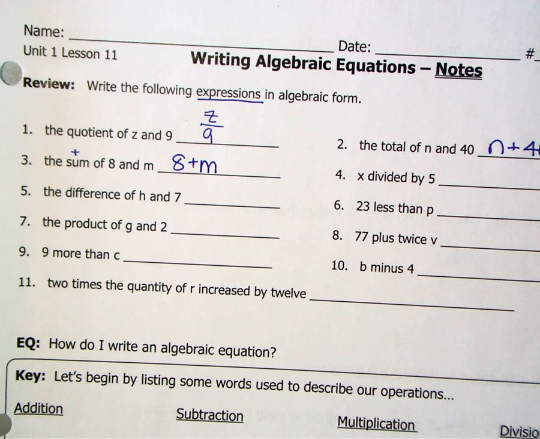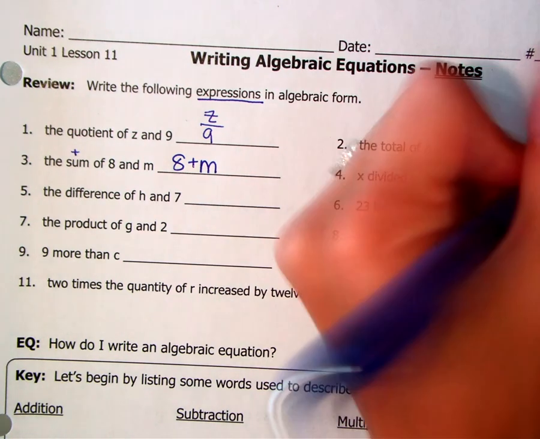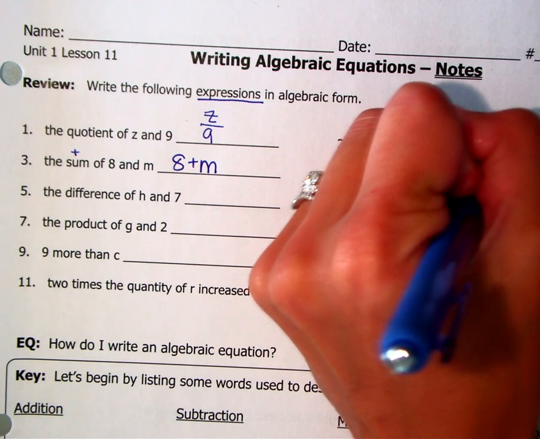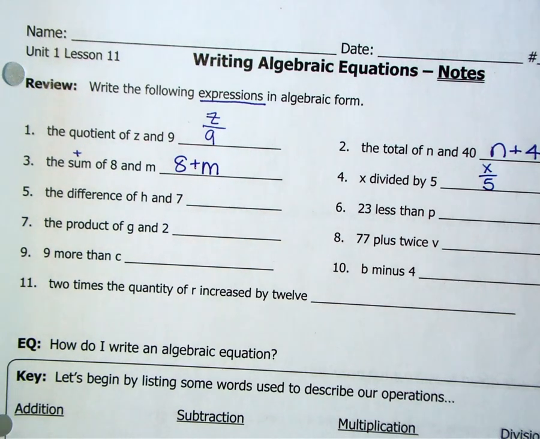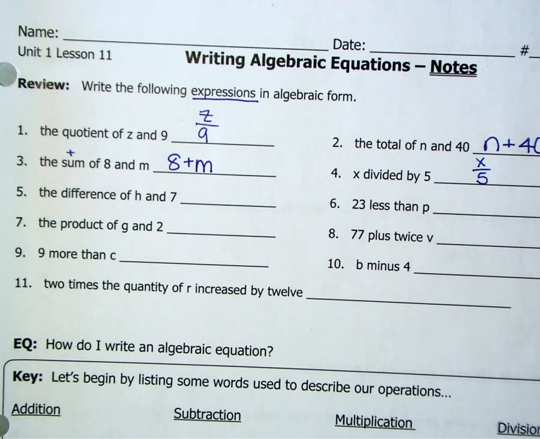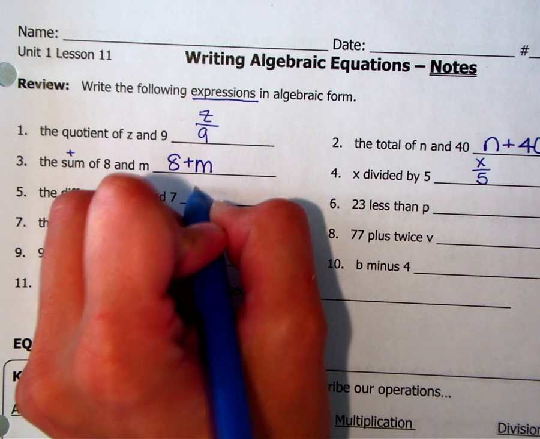Number 4, x divided by 5. That one is super straightforward. So we are going to write it as a fraction. We'll say x divided by 5. If we were solving an equation and we were trying to get rid of that fraction, what would we do? Times it by 5. Good. All right. The difference of h and 7. Difference means subtraction. So we would say h minus 7.